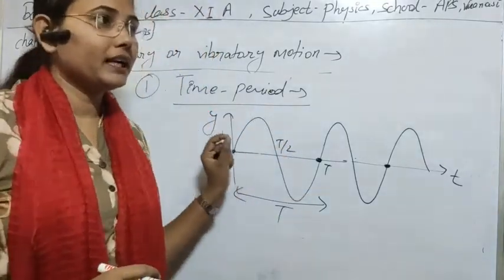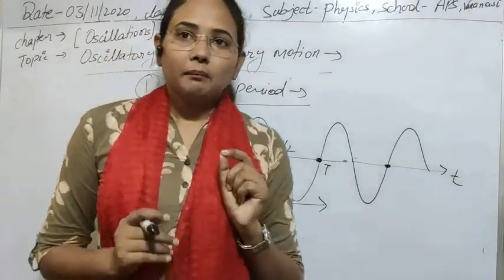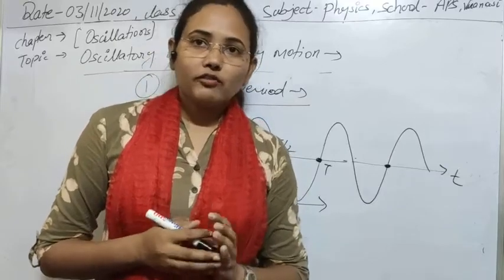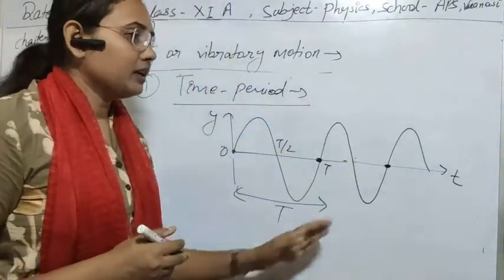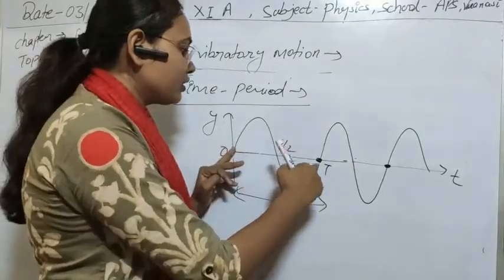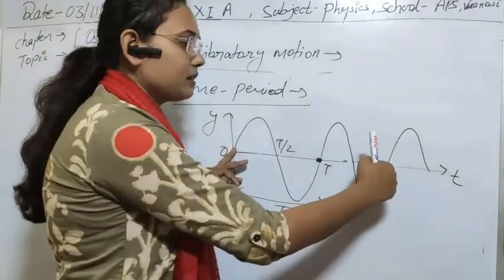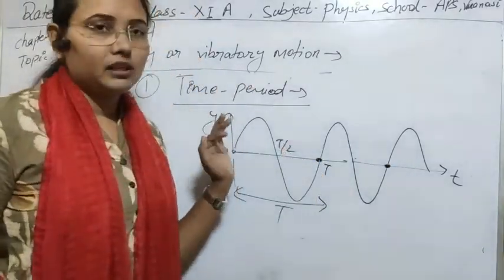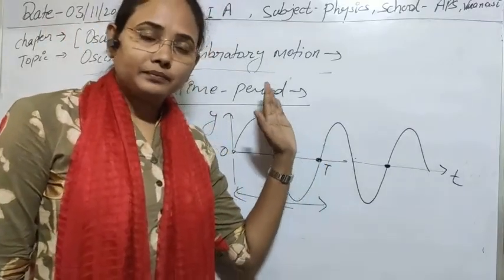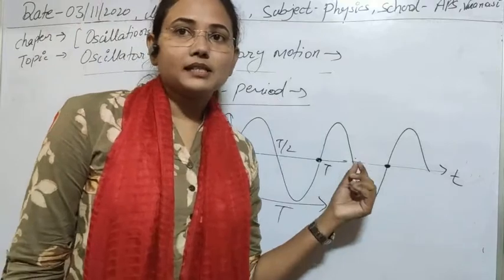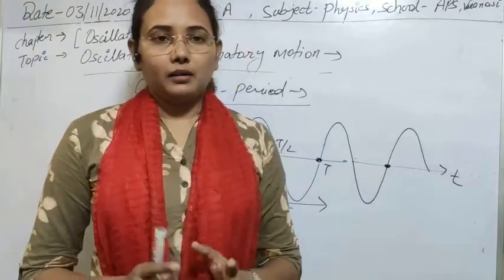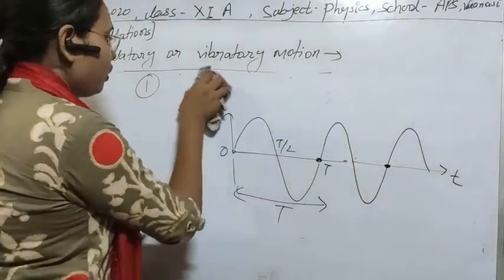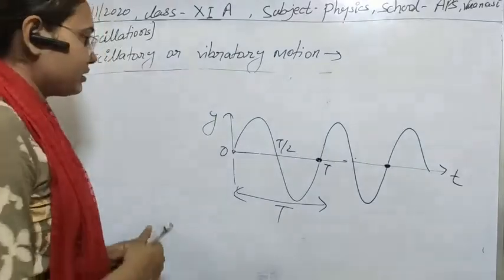Also, in another form we can explain it: the time taken by the particle in executing one oscillation is known as the time period. If we are talking about oscillatory motion, here one oscillation is completed, and the second oscillation is completed here. So the time taken by the particle in one oscillation, or simply the least interval of time taken by a periodic motion to repeat itself, is known as the time period of that motion. So next, the second concept: what is the frequency of the oscillation.